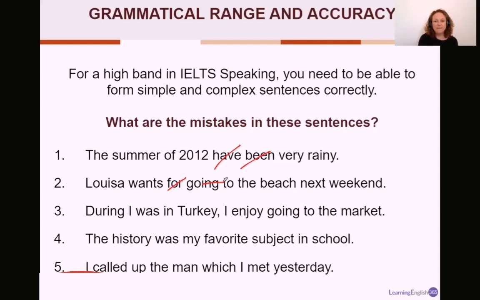Number 3. What's the correct way of saying this one? There are different ways of saying this correctly. Obviously, this is incorrect on the screen. There's a mix of tenses here. Are we talking in the past? Are we talking in the present? Are we talking about a one-off situation? Are we talking about something that happens generally? So it depends on what you're trying to say as to which would be the most appropriate correct answer.